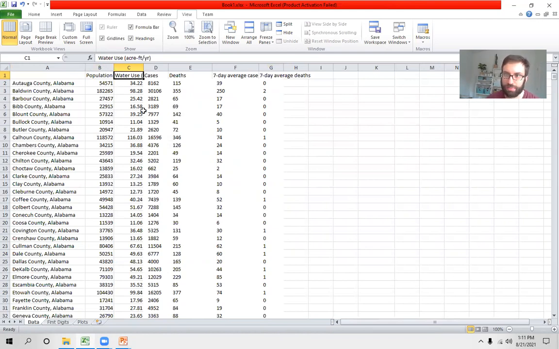This seems random, right? And what I'm going to be using these two for, population and water usage, is actually just as a control. These are kind of like my control experiments. And we'll see what the distribution is of those. They should follow Benford's Law.